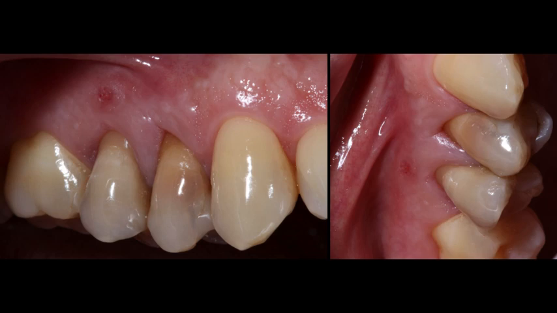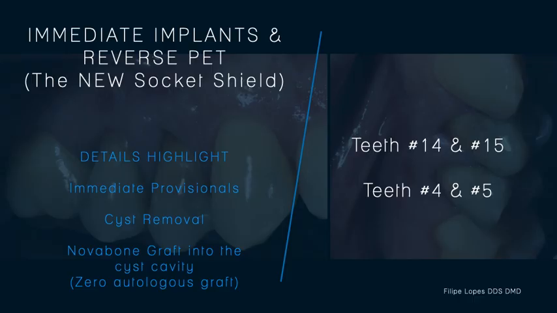Two bicuspids slated for extraction. Well, it's an aesthetic area, and as you'll see, let's see how we're going to solve this clinical challenge today. This will be approached as immediate implants and reverse PET. We'll see what it is all about, reverse PET, and I'll have some details and highlights.